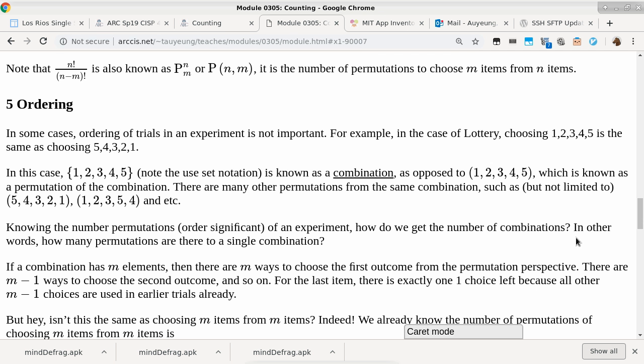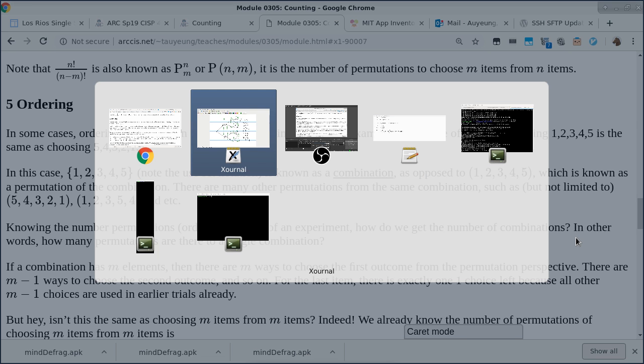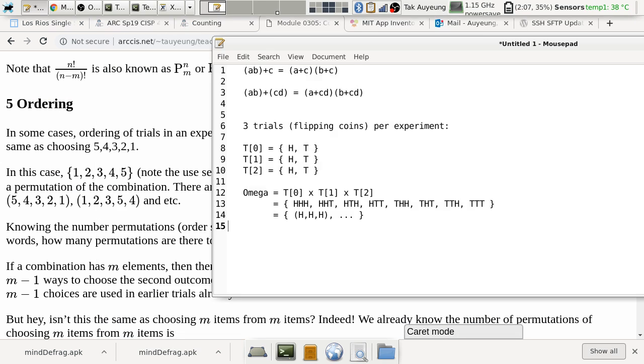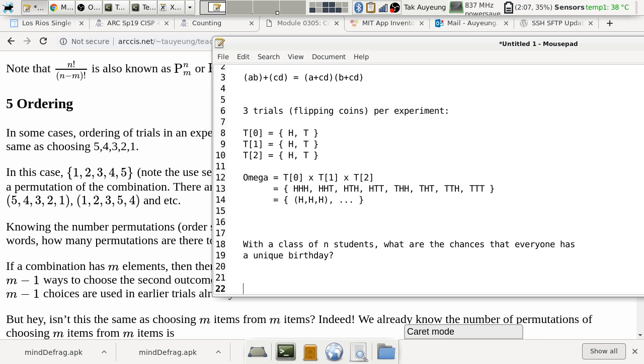Let's deal with the birthday problem, where permutation is actually important. So we're going to switch gears a little bit and try to answer this question: with a class of n students, what are the chances that everyone has a unique birthday? That's the question.